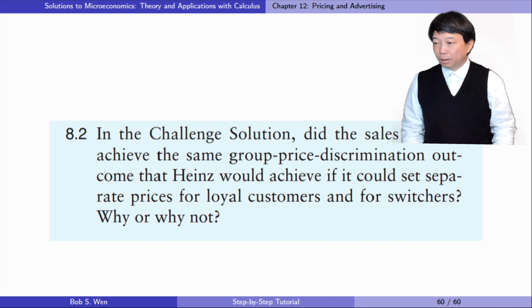Let's answer the second question. In the challenge solution, did the sales method achieve the same group price discrimination outcome that the firm could achieve if it could set separate prices for loyal customers and switchers? Why or why not?